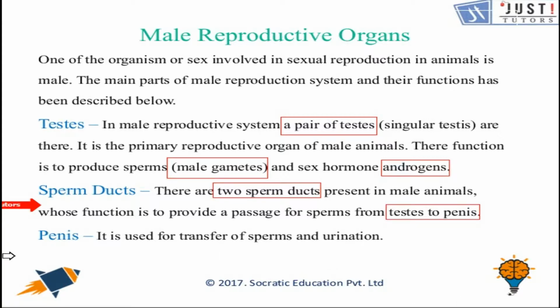And the next is the penis. It is used for transfer of sperm and urination. So these are the two important roles of the penis in the male reproductive organ.